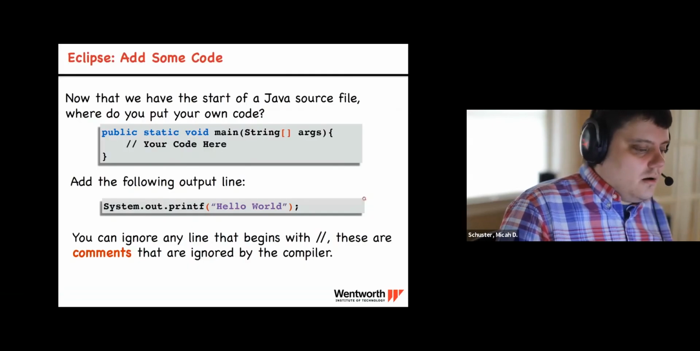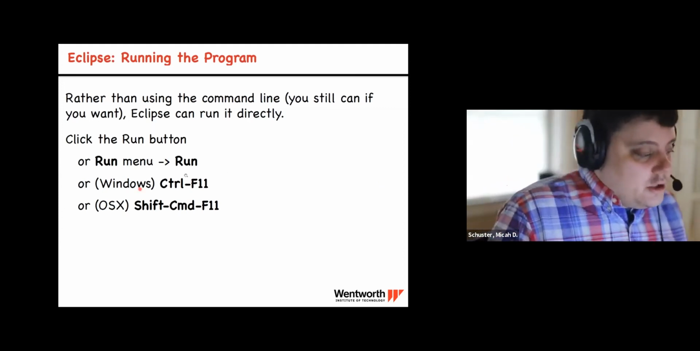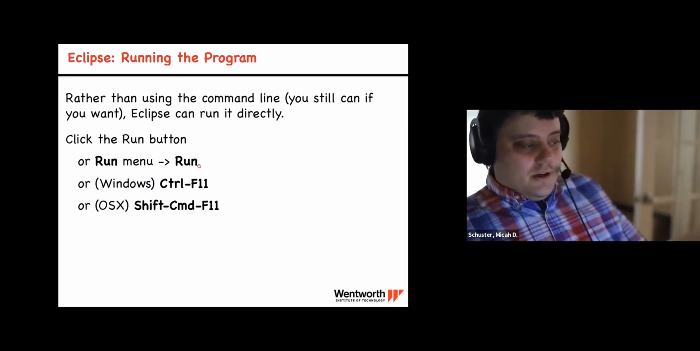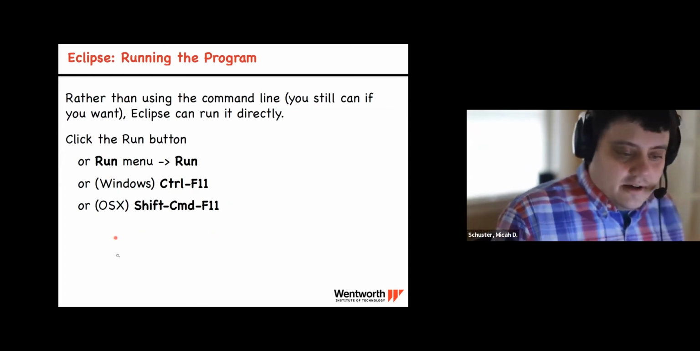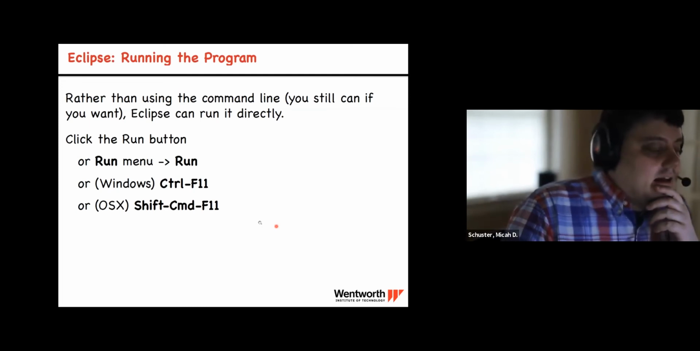All right, so back to the lecture. Yeah, so comment stuff, and there we go. Running the program, again, you can go up and click the run button, or there's a run menu where you can go to the run menu and then click run. There's keyboard shortcuts as well. Control F11 will have you run in Windows, and Shift Command F11 will have you run in OS X.